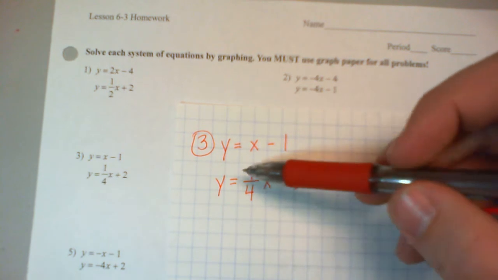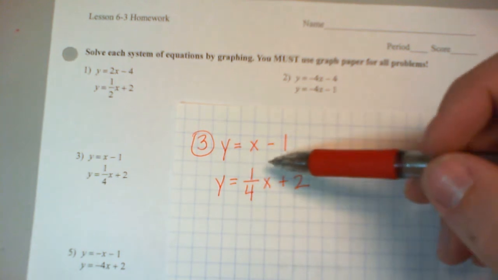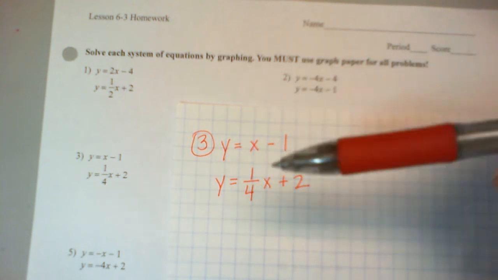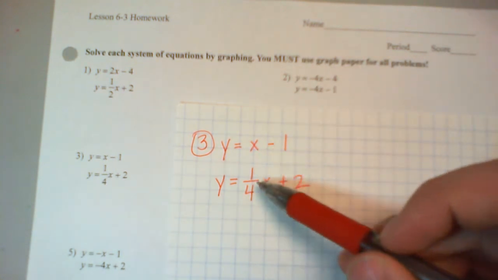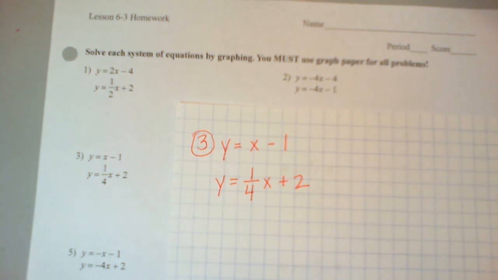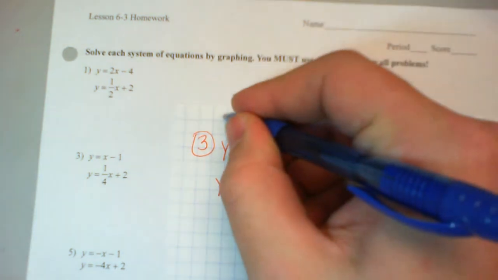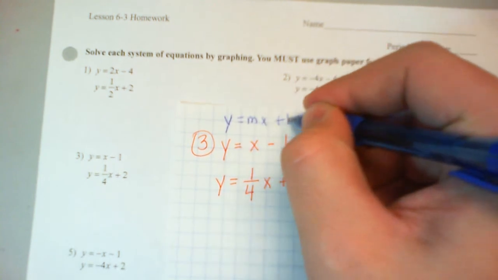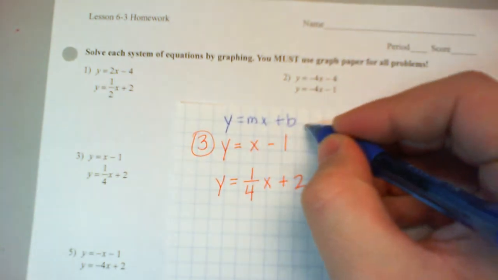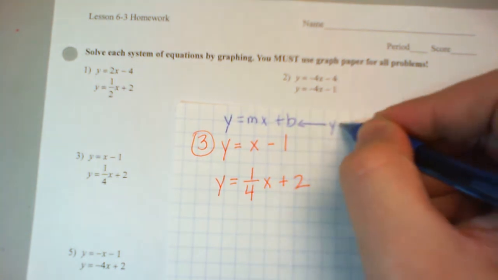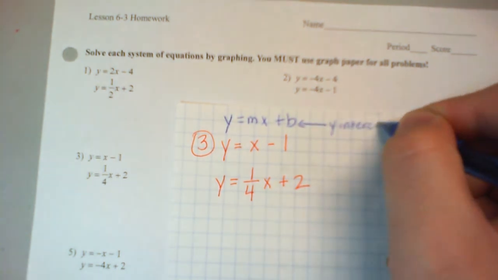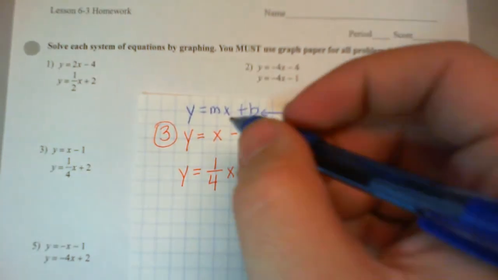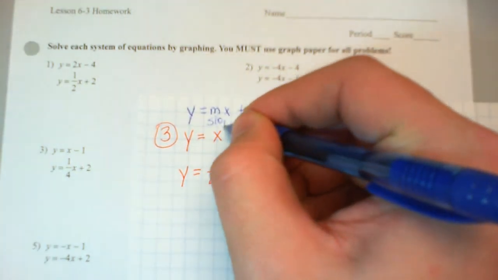Okay? So just to begin, this is the homework problem for number 3, lesson 6-3 homework. Always make sure that both equations are in slope-intercept form, which is y equals mx plus b, where b is going to be the y-intercept and m is going to be the slope.